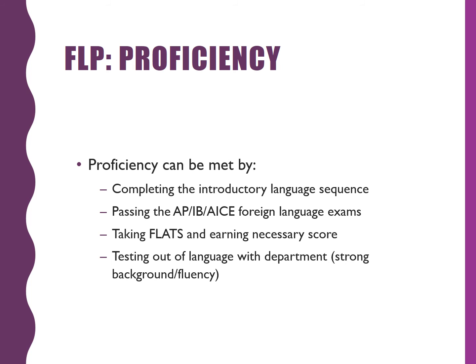Another option for students to meet proficiency is to take FLATS, which is our language exam that we offer on campus, that students can sign up for through the Teaching Center. It's an electronic exam that you take on the computer, and if they earn the necessary score, then they might place out of the language requirement or place into a later language, whatever it might be. But FLATS is the way to go if you don't have incoming credit and aren't planning on taking the language sequence just straight up. And then, of course, the students can test out of the language with the department if they have a strong background or fluency.